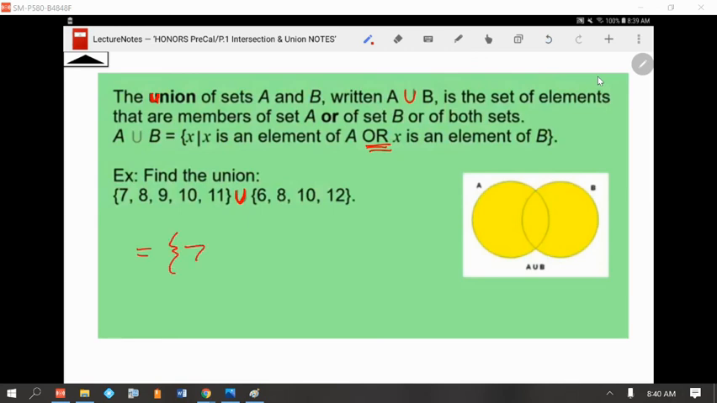I'm going to start in numerical order. There's a 6, comma, 7, comma. Hey, look, there's an 8 and there's another 8, but you only have to write it once because they both have the 8. So you don't have to write it twice. There's a 9. Hey, 10, 10. And then 11 and 12. So that's the union of these two sets: everything in set A or everything in set B. That becomes the elements of the union.